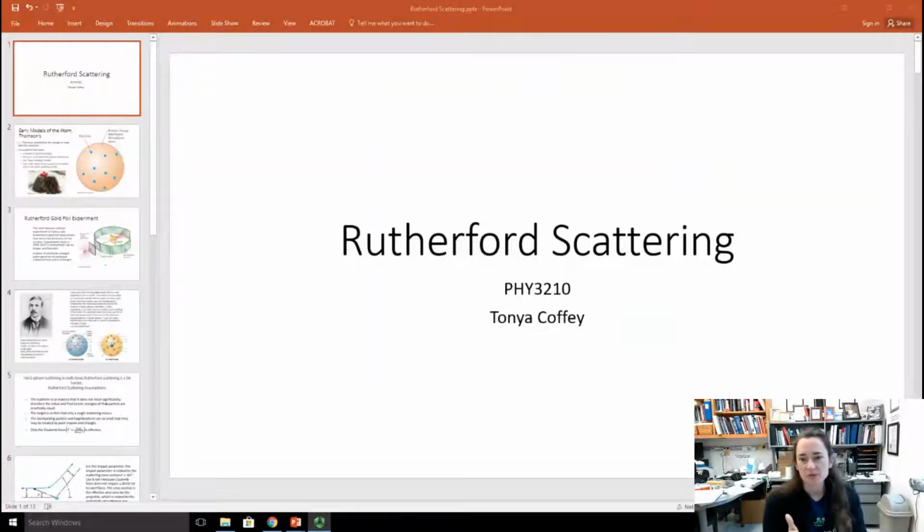So I'd like to talk about Rutherford scattering next. Remember, in order to get an introduction to the nomenclature of scattering, watch the hard sphere scattering lecture first. But I'm going to jump right in now to Rutherford scattering, assuming that you're familiar with the nomenclature and the ideas from hard sphere scattering.